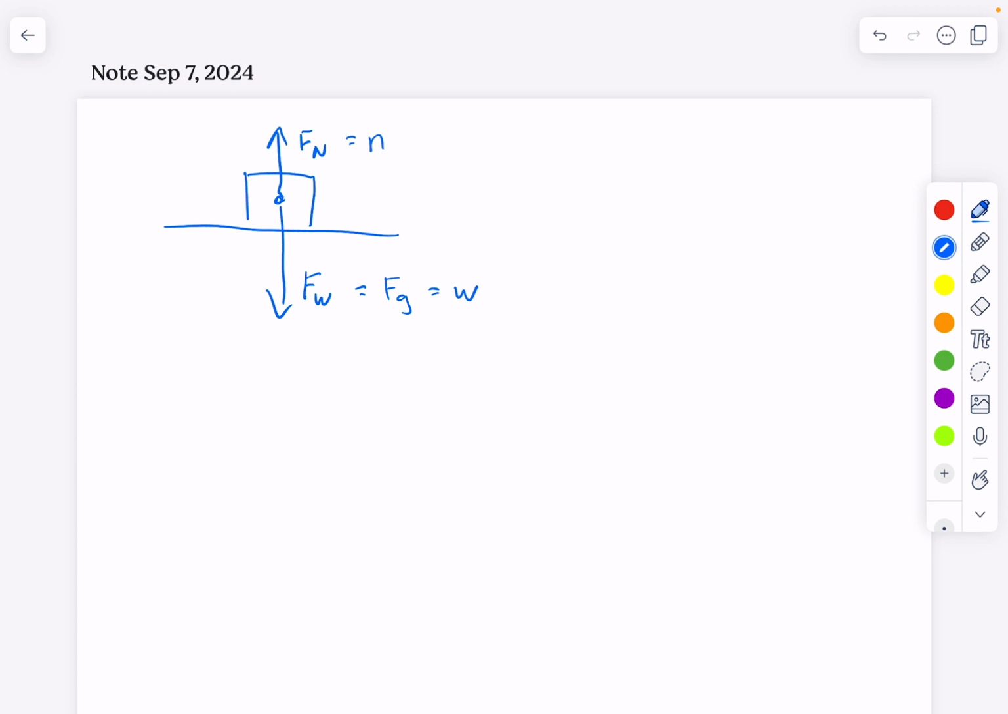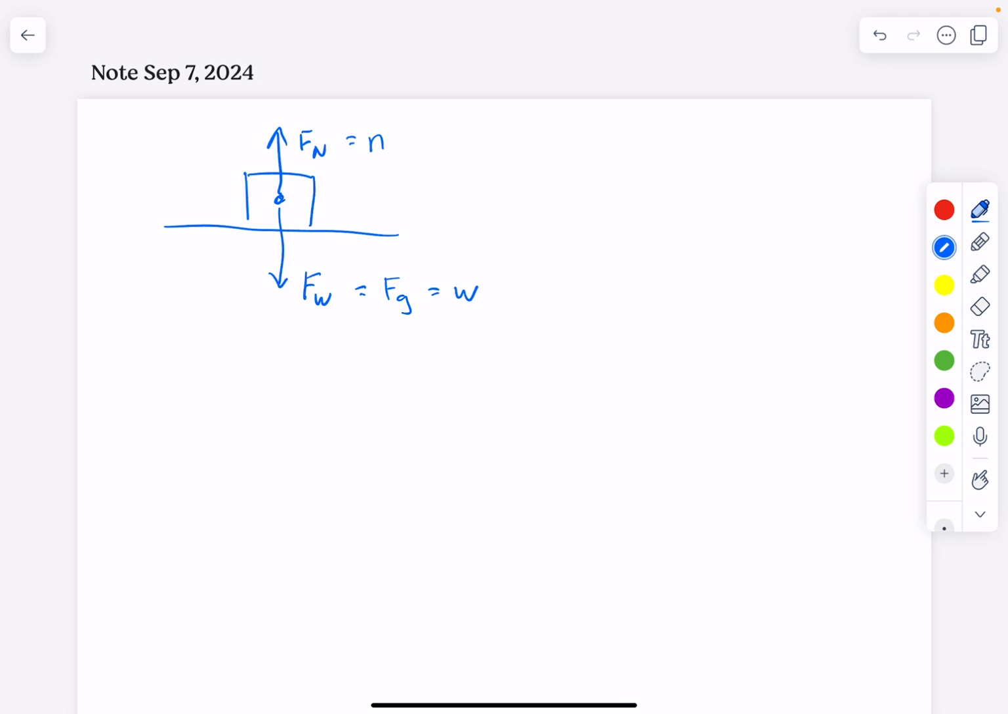And if these two forces are the only forces acting in the y direction, then of course they must be equal and opposite. So my up force should equal the down force. And of course the object is not moving laterally or horizontally at all.